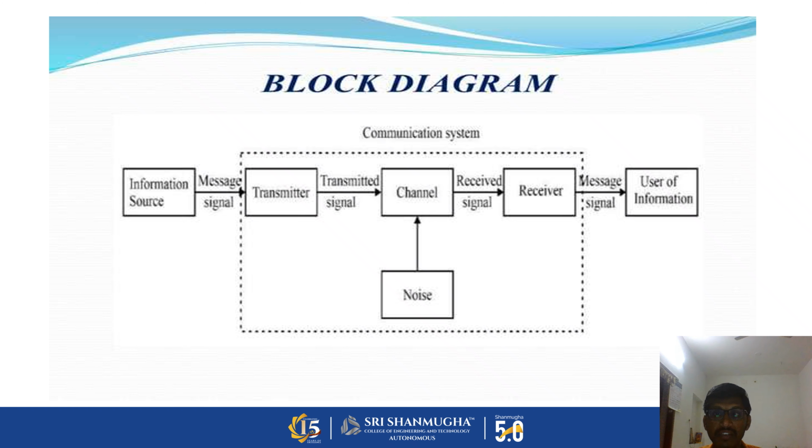That received signal is transmitted to the receiver. So the receiver receives the signal. That signal is called received signal. And then after, the user information is again retransmitted to the original message signal. That is called communication system. At the time, the noise is added to the channel. This is the basic block diagram of the communication system.